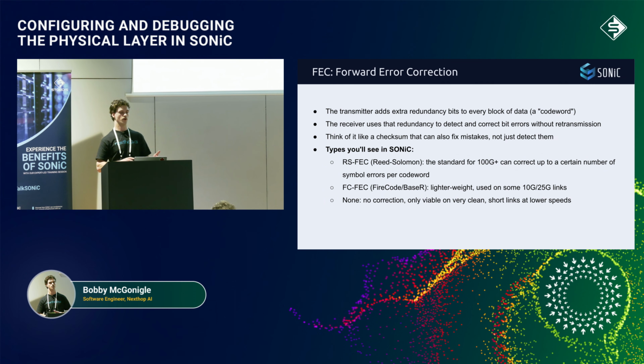So FEC, or forward error correction: the transmitter adds redundancy bits to every block of data called a codeword, and I'll talk about codewords a little bit, and what comprises a codeword and a symbol, in the next slide. But the receiver uses that redundancy to detect and correct any errors without retransmission. So in some ways it's similar to a checksum, except it can actually fix the data. The maths behind it is pretty complex, so I'm not going to get into it, just the bare minimum of what's needed to understand FEC histogram, Pre-FEC BER, and all those kinds of debug tools that you'll need.